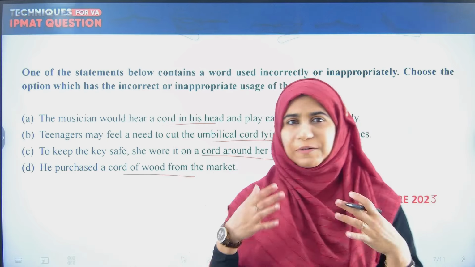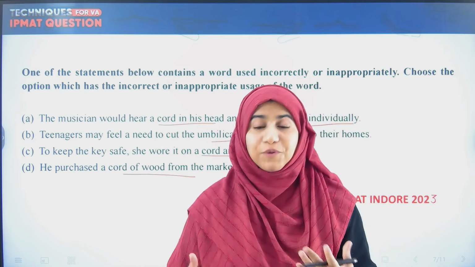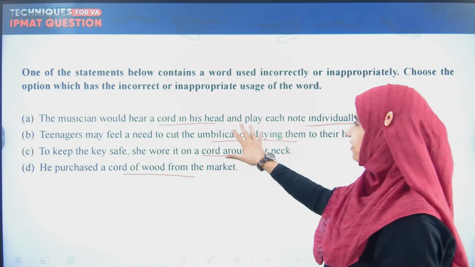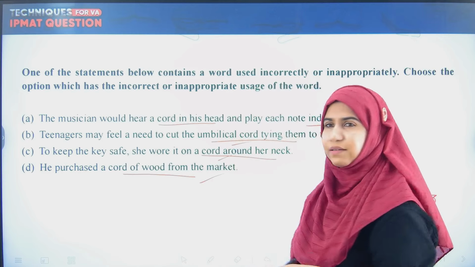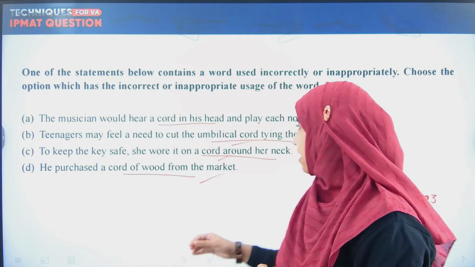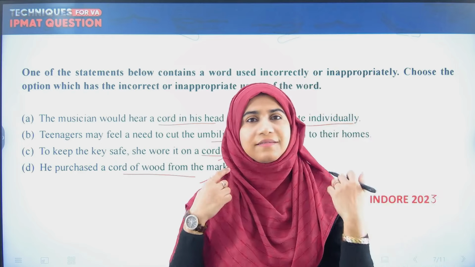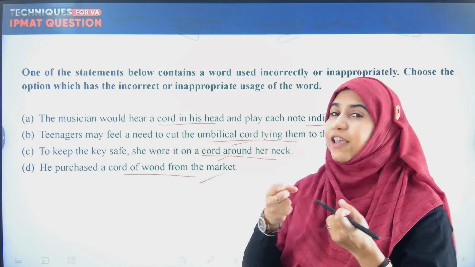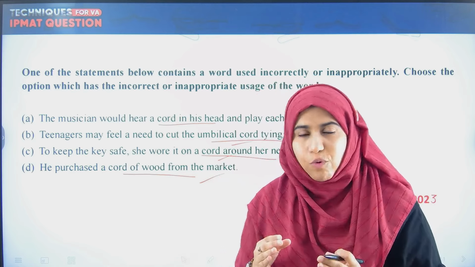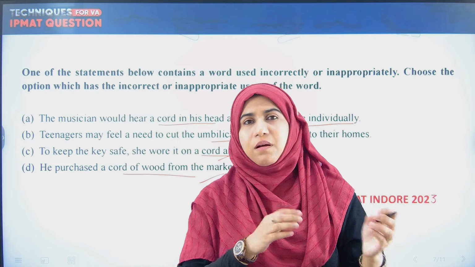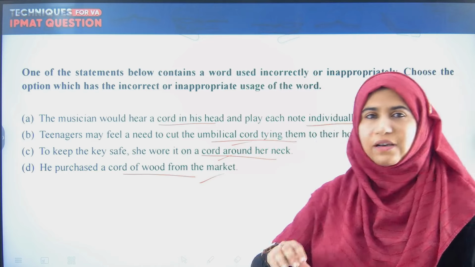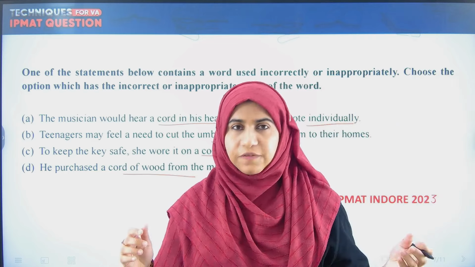So here, cord might be confusing you a bit. What do you think? See, ये जो सारे chord है ना, ये तीनों B, C and D are using it somewhat like in the form of a string. कोई डोरी की तरह, है ना? Cord around your neck, right? Cord that's tying you to your homes. And we all know what is umbilical cord, right? When a baby is born, the baby is attached to the mother's organs through an umbilical cord, right? Okay. And a cord of wood. So here again, we're talking about some string or some kind of a structure.